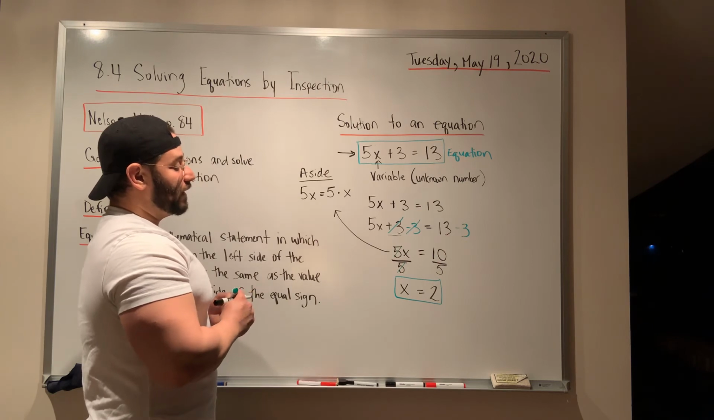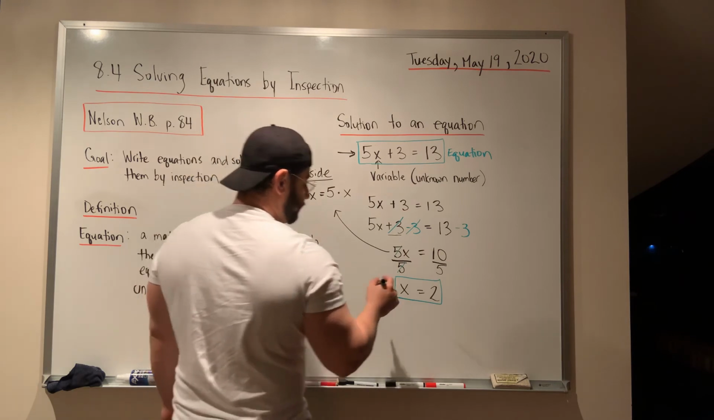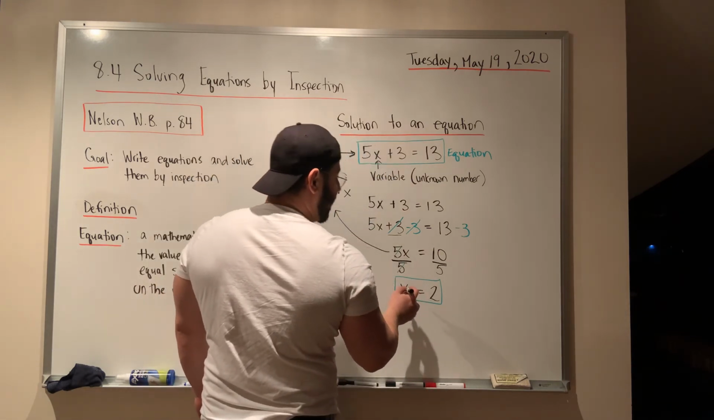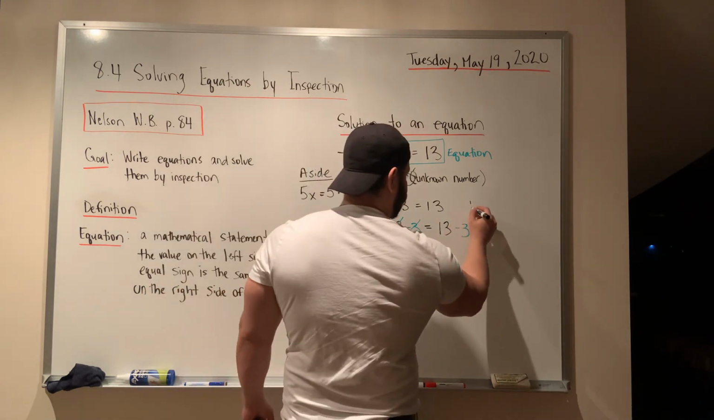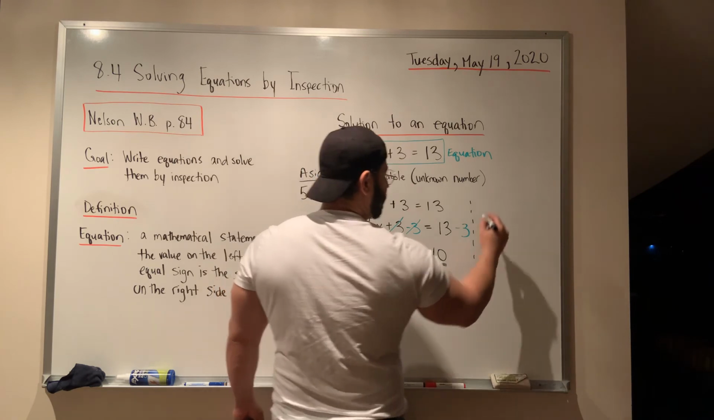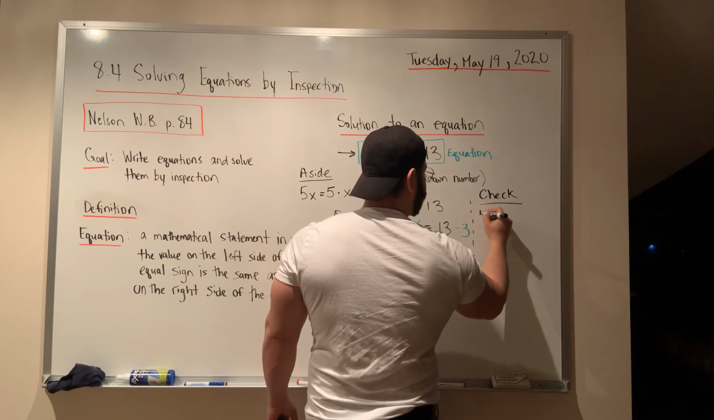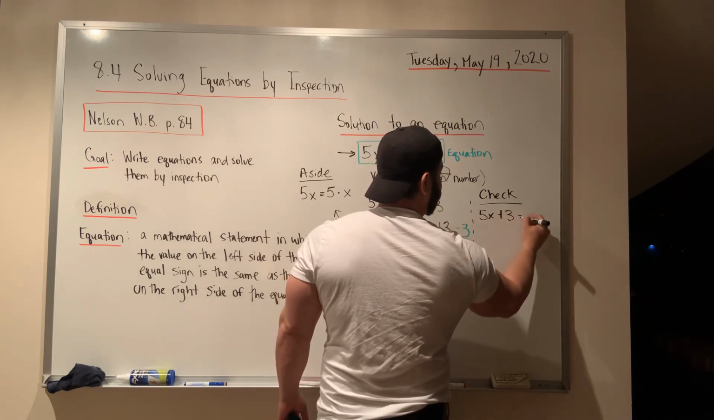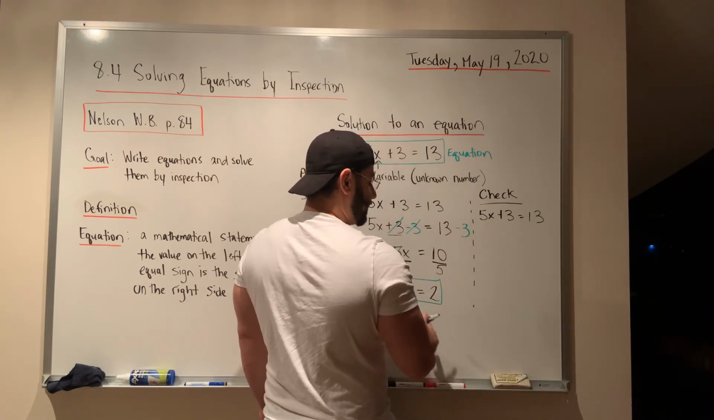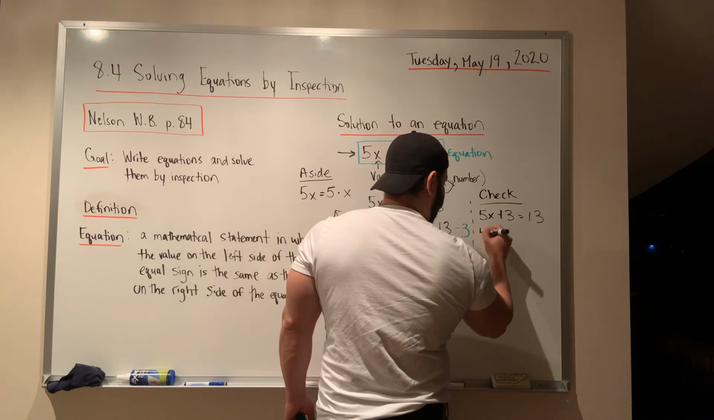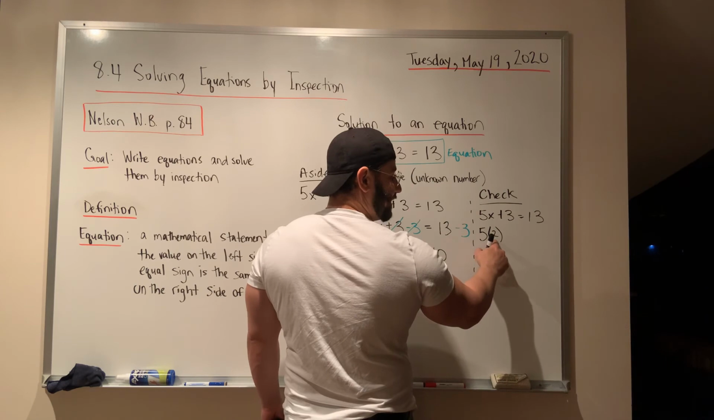Now, if I'm not confident with my answer, I could always double check my work. How do I do that? All I have to do is plug in x into the original equation. So the original equation, I'm just going to put a dotted line here to separate. If I want to check my work, I just rewrite the equation, 5x plus 3 equals 13, and I substitute 2 in for x, because that's what I found x to be. So 5, I'm going to put in brackets 2 here for my x.